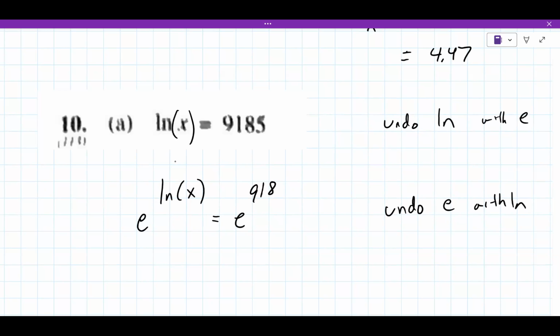Is that 9.185 or 9185? 9185. Is there a decimal point? Because this is a huge number. Yeah, it's like 9185. You can't have a decimal. So e undoes ln, and the left side just becomes x.